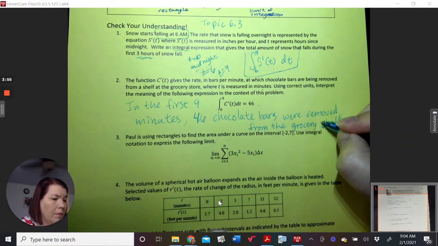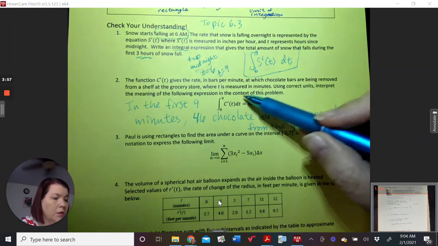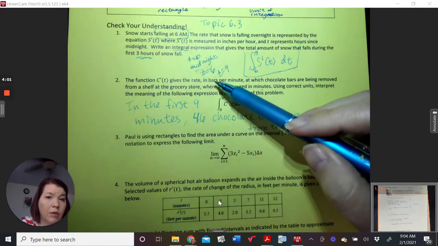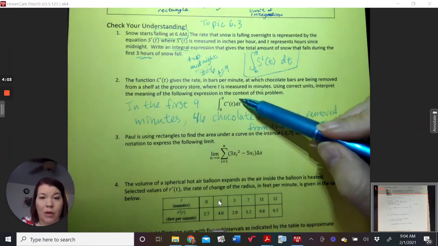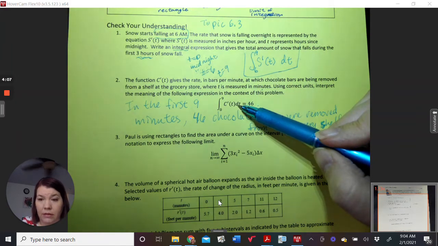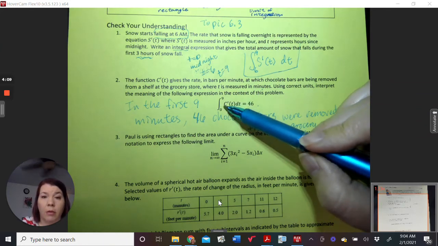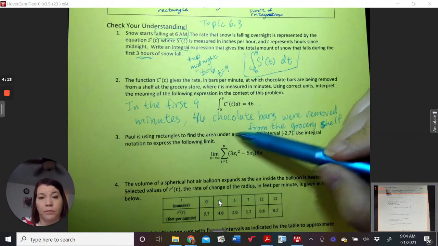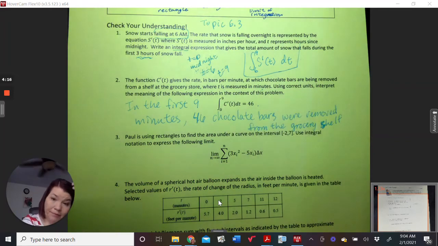So, again, my units will just be bars because I'm integrating bars per minute times minutes. The delta t is minutes. And so bars per minute times minutes, and that's why minutes are gone. Okay, no big deal.